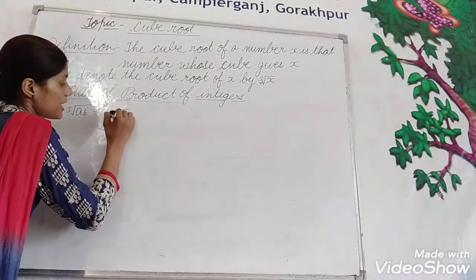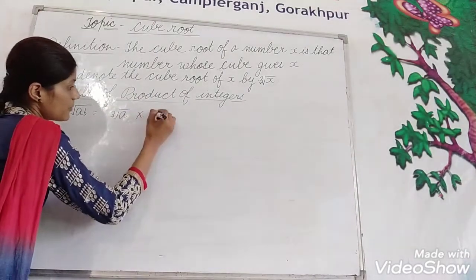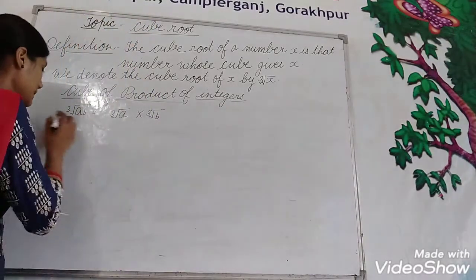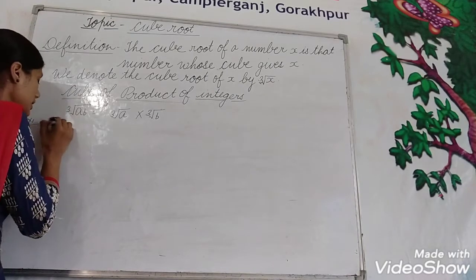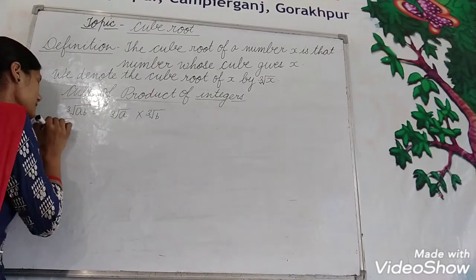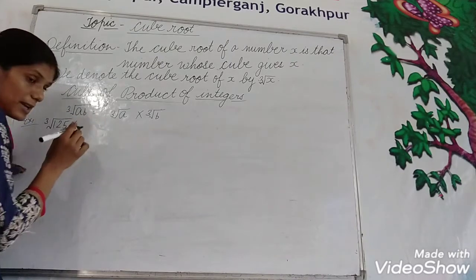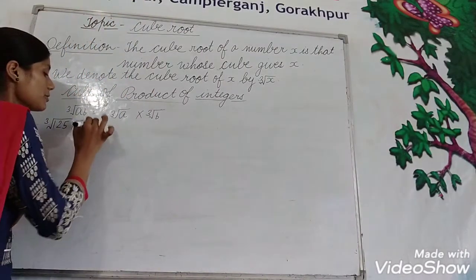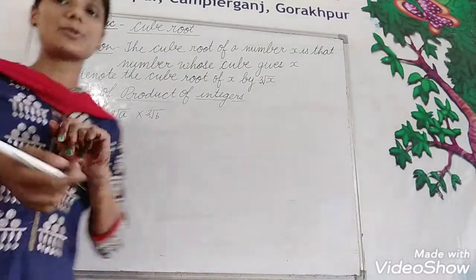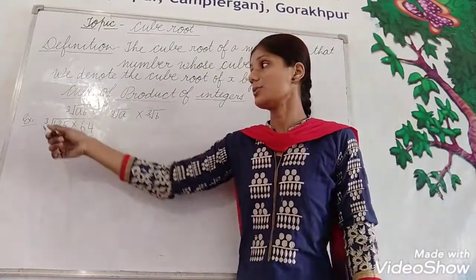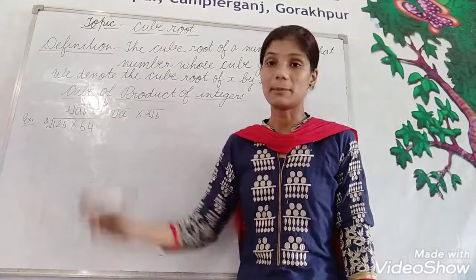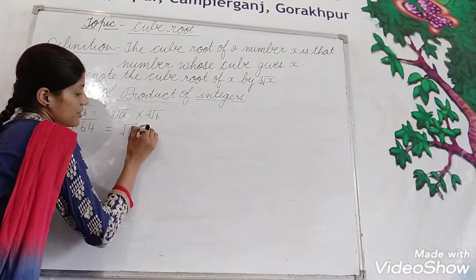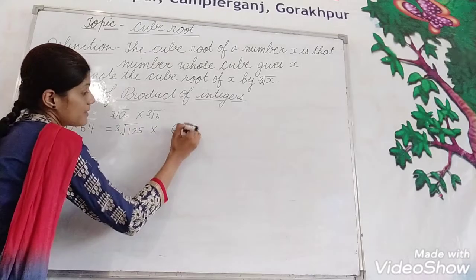Write like this also, a and b cube, like this. Okay, like this. After that, let me explain with the numbers: 125 multiplied by 64. When a question is given like this, under root 125 multiplied by 64, we write like this: 125 and 64.